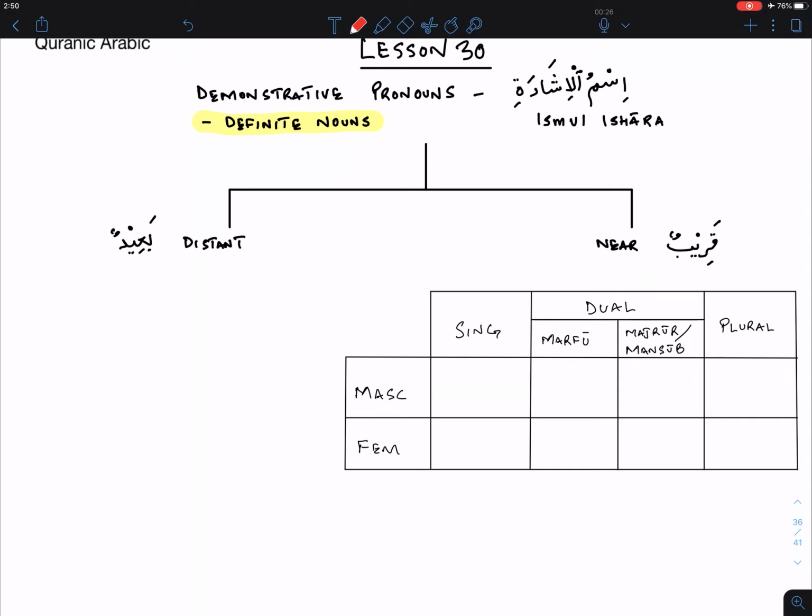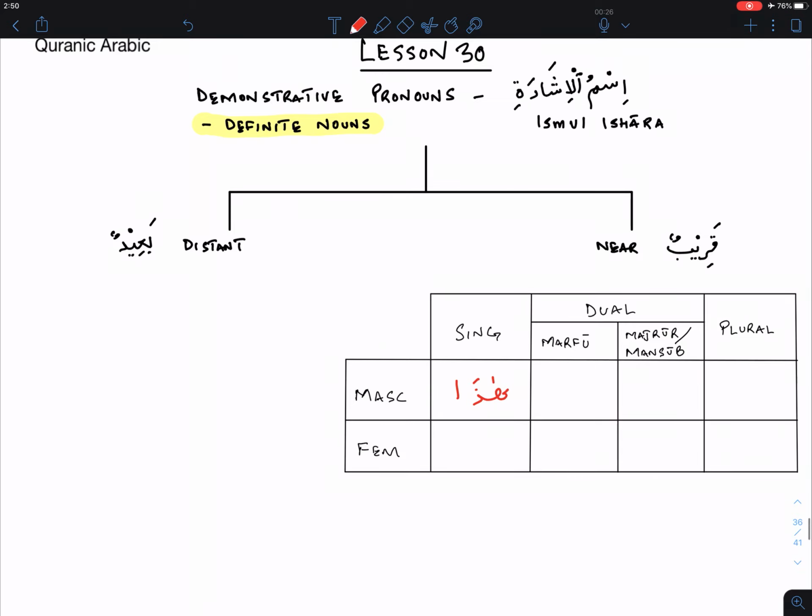Singular masculine, the first term that comes here is hada. And for feminine, it's hadihi. This means, so here it would be this.